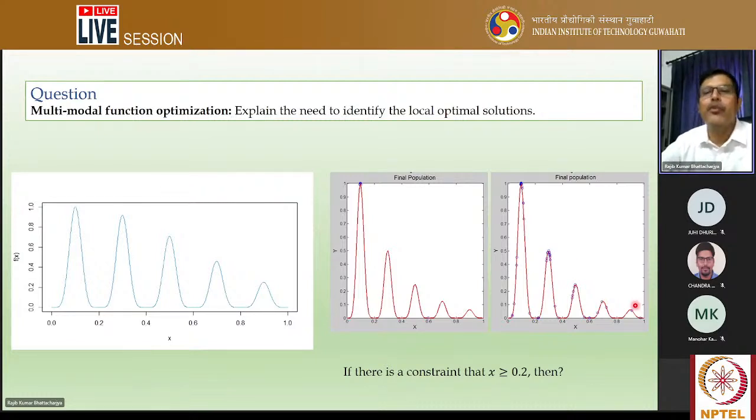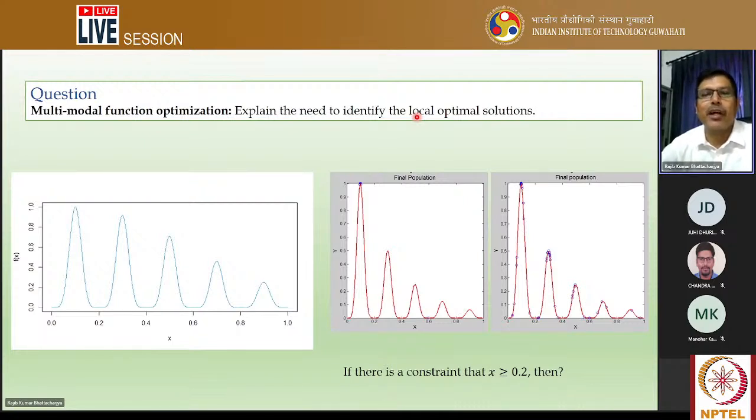So if you have an idea about the other local optimal solutions, it is always beneficial. You can say this is the global optimal solution, but I have some other local optimal solutions too, and if this solution is not acceptable for some other reason, we can go for the other solutions. Therefore, there is a need to identify the local optimal solutions as well as the global optimal solution of the problem. This is the great advantage of genetic algorithm: in a single run you will be able to obtain all the local optimal solutions of this problem.